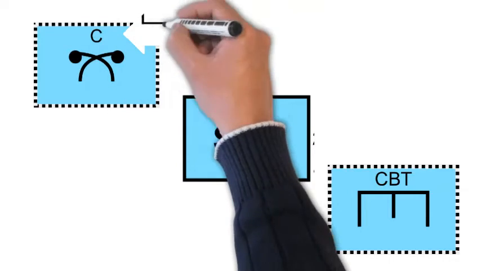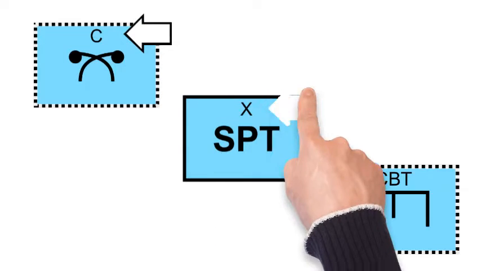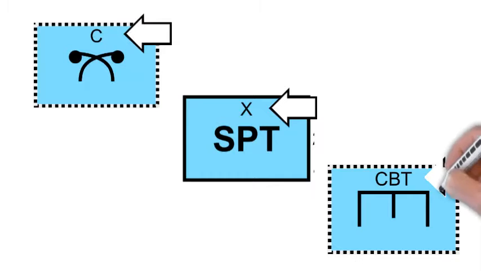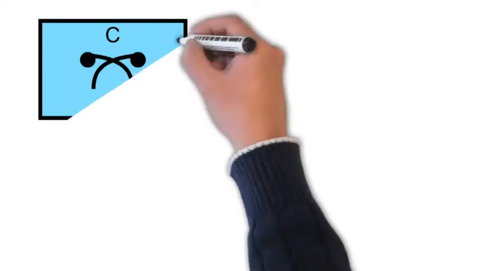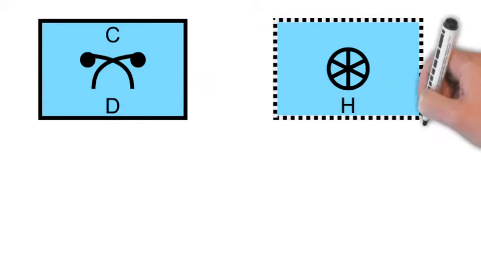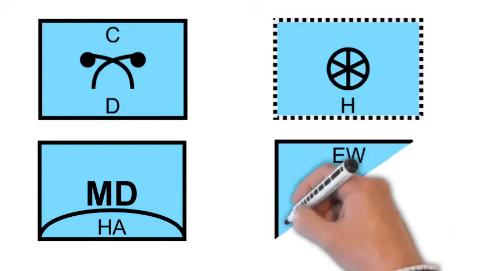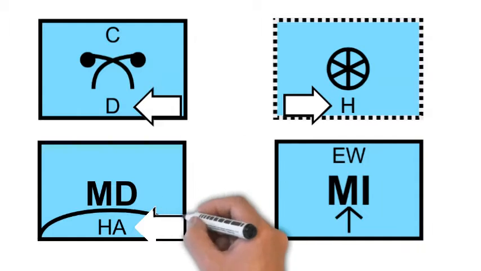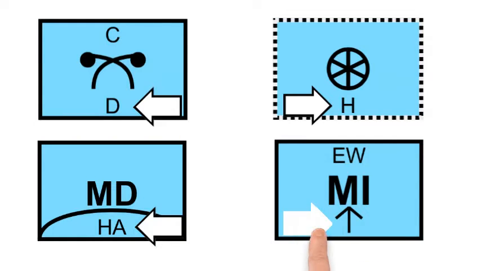Some examples are chemical, which is depicted by a C, brigade, which is depicted by an X, or combat, which is depicted by CBT. Additional modifiers are placed below the main icon. Some examples include decontamination depicted by a D, heavy depicted by an H, high altitude depicted by HA, and direction finding depicted by an upward-facing arrow.